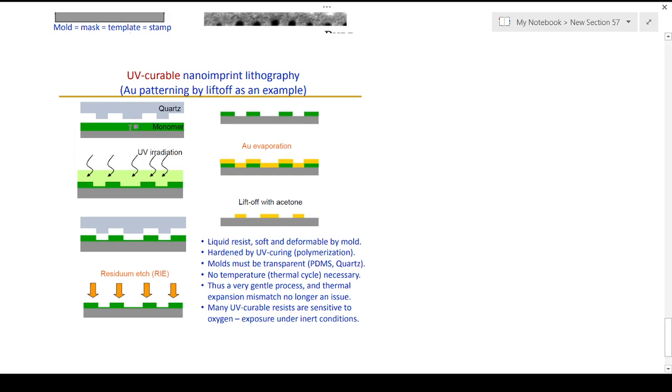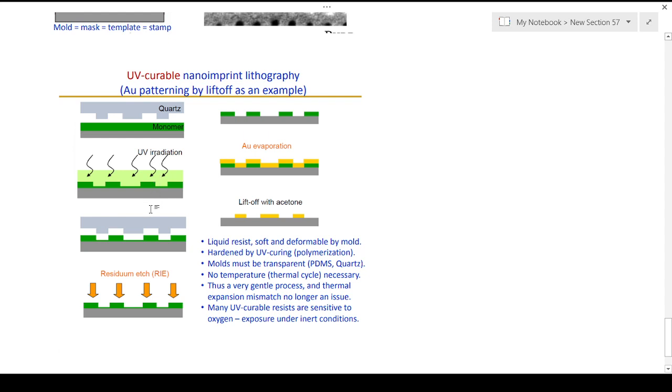Here you can see that we have a substrate, which is gray in color, and over that we have a monomer, a small chain of polymer. The monomer is placed on top, and we have a quartz mold here. Now if I place the quartz mold over here, we will be creating patterns. After creating the pattern, you irradiate with UV, and then nano patterns will be created.